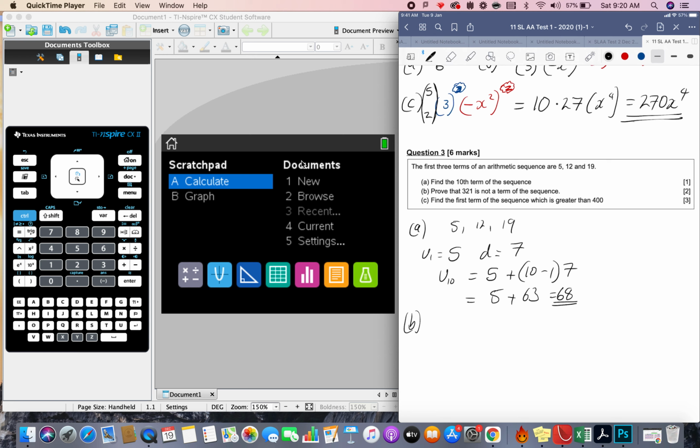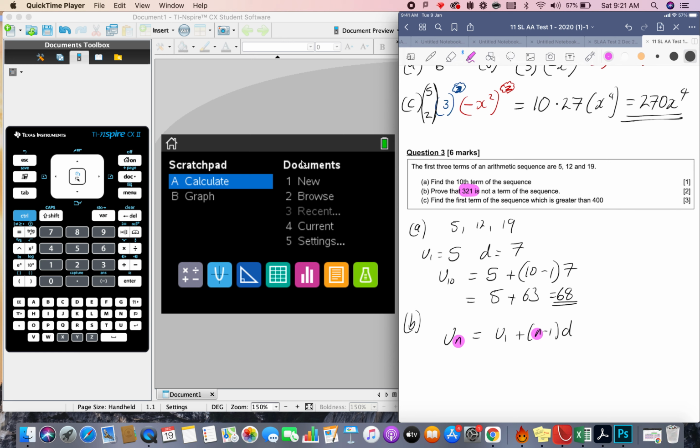B, prove that 321 is not a term of the sequence. So this is quite interesting. The idea is that when we use the formula u of n is u1 plus n minus 1 d, the n can only be integer values. So we substitute integer values for n, the first, the second, the third, the fourth, the fifth, and that produces our sequence. So all we have to do is show that actually there is no integer value of n which will get us to 321.